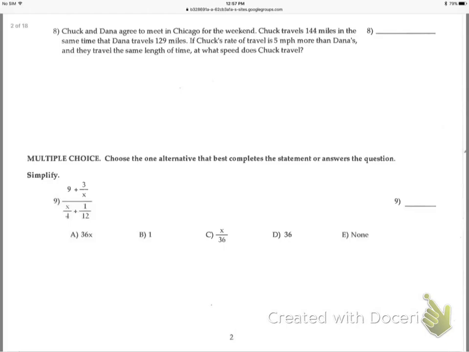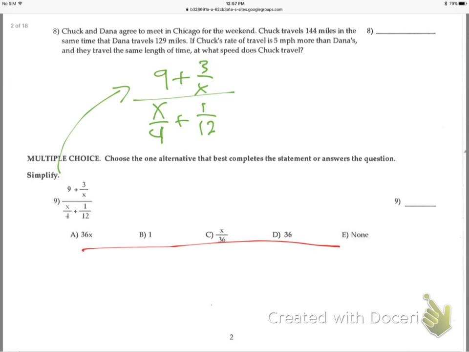All right. So it'd be good to do them here again, one more time. Let me just bring it up here for clarity. So 9 plus 3 over x, all over x over 4 plus 1 over 12. Okay. What do we do? Fractions over fractions. It's called a complex fraction. We've got to clean it up. It cleans up a lot, doesn't it?